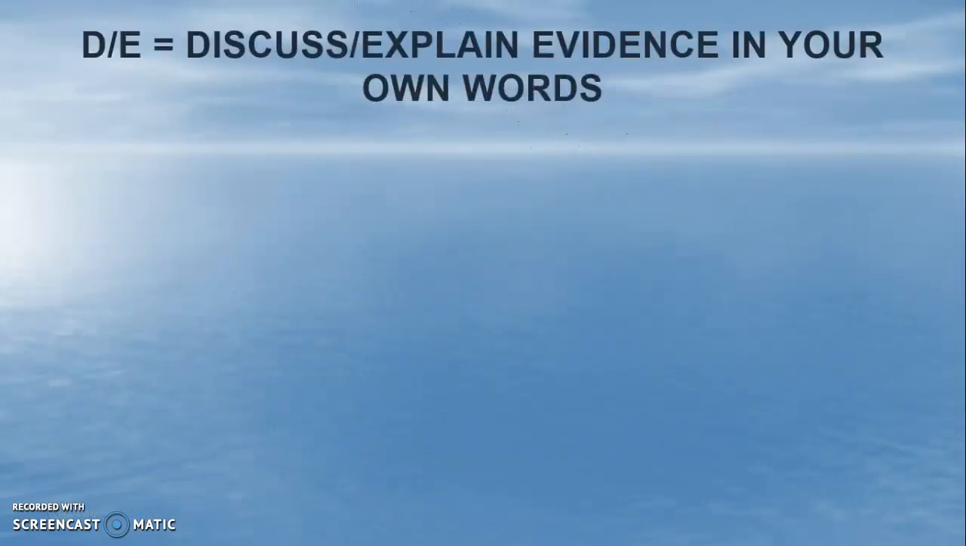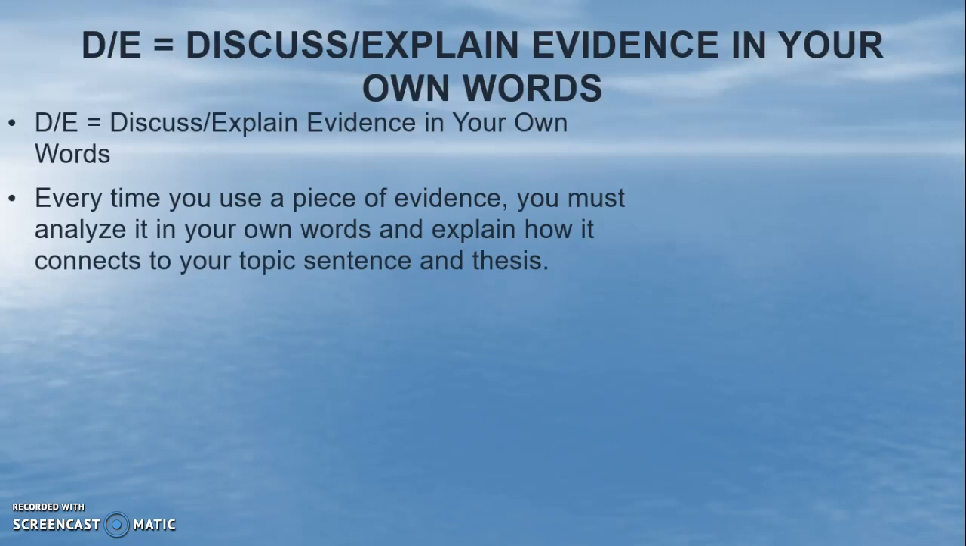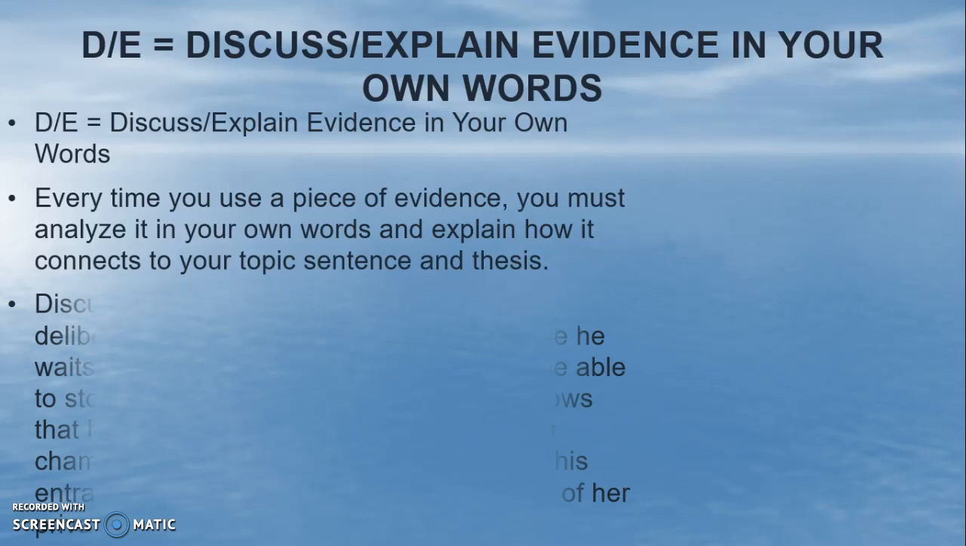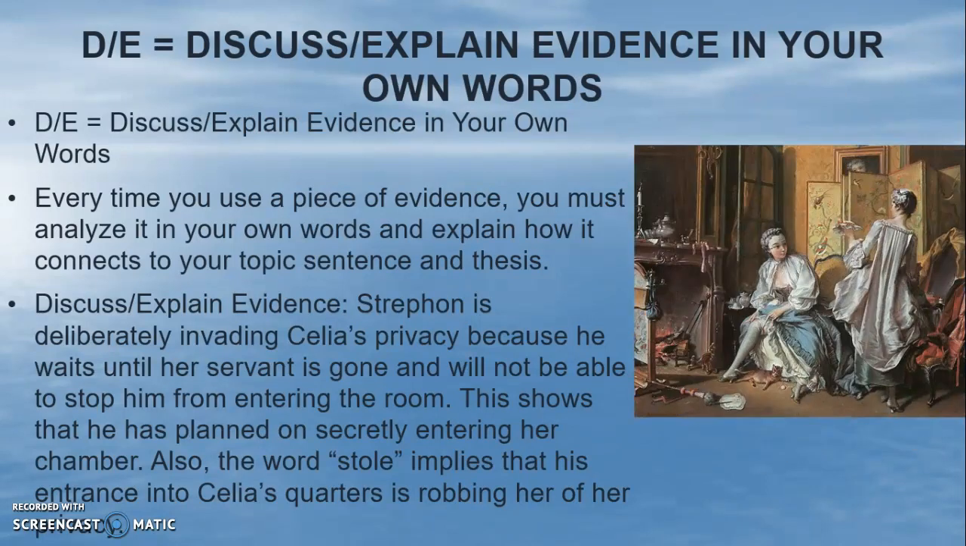The D and E section of a TIDES paragraph are the most important. After you use evidence, you must explain in your own words how it supports the claims from the thesis and topic sentence. I would suggest writing at least one sentence after each piece of evidence that you use. You can see the D and E section from our paragraph. In these sentences, we explain how the example from the text shows that Strephon is being deliberately intrusive, which is our topic sentence. Furthermore, it supports the notion from the thesis statement about how the poem invades women's privacy.